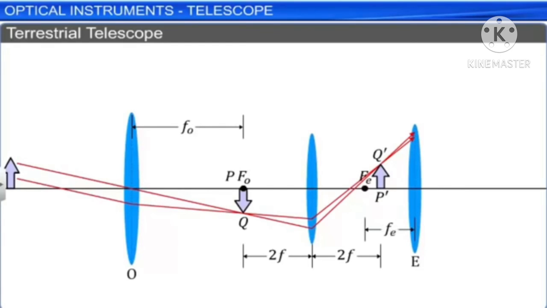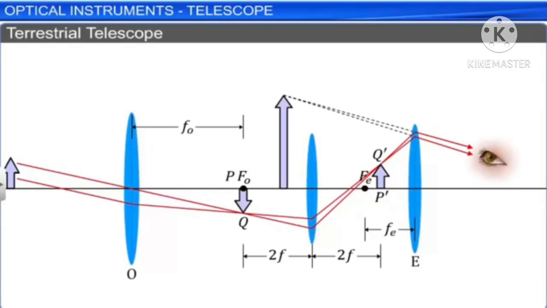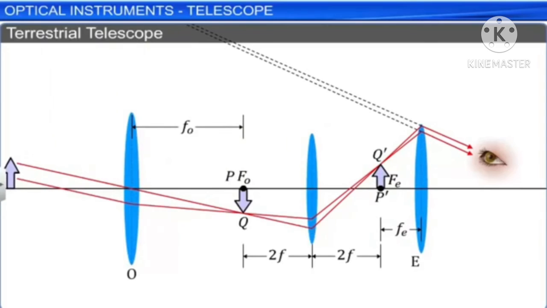We can adjust the position of the eyepiece such that P'Q' is formed on the focal plane of the eyepiece. Then, the final image will be formed at infinity, and the telescope is said to be set for normal adjustment. The magnifying power of the terrestrial telescope, when set for normal adjustment, is also equal to the ratio of the focal length of the objective to the focal length of the eyepiece. In some of the terrestrial telescopes, a pair of inverting lenses is used to make the final image erect.